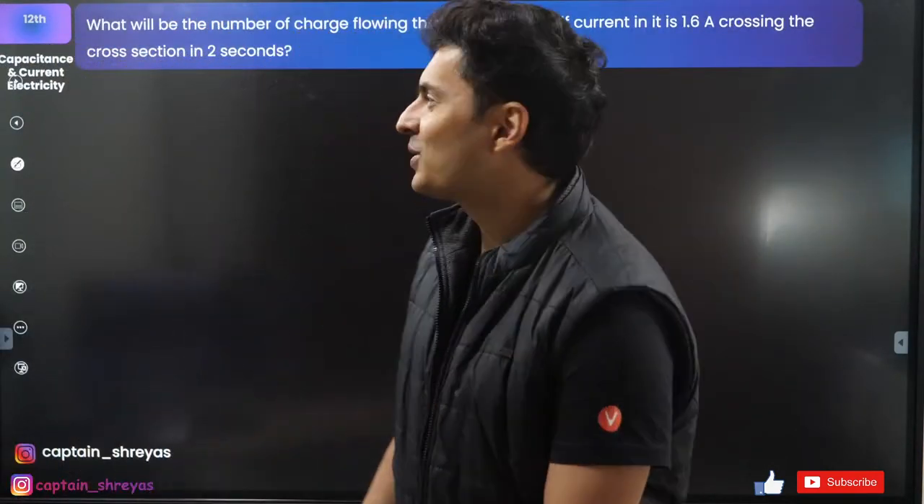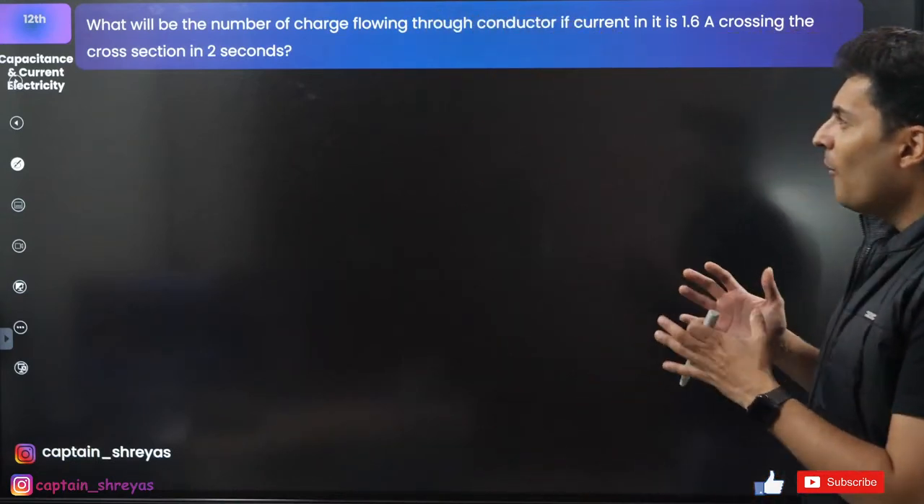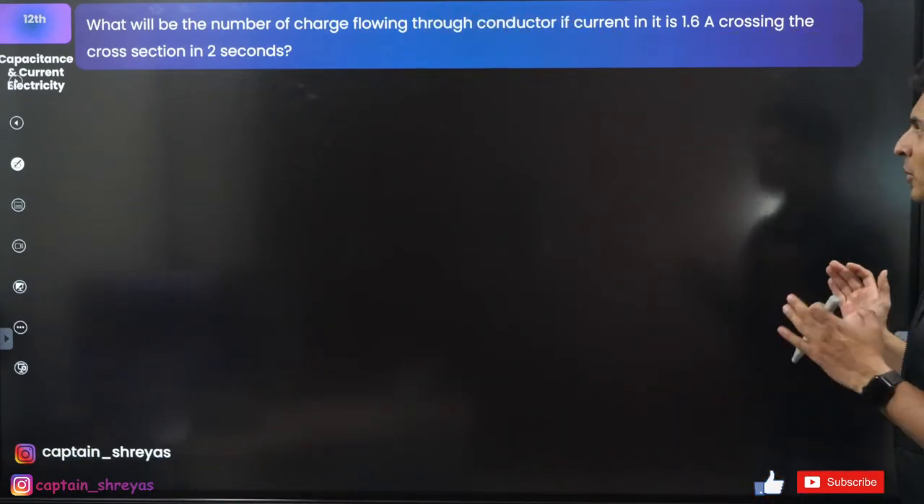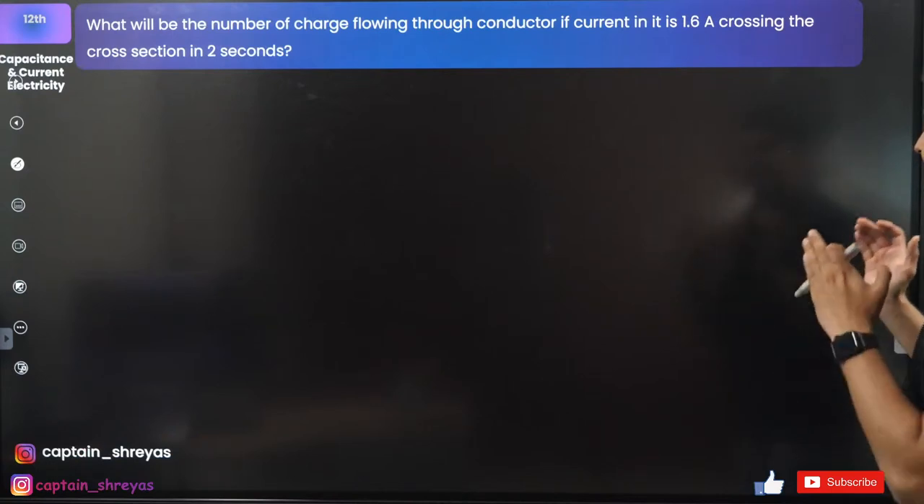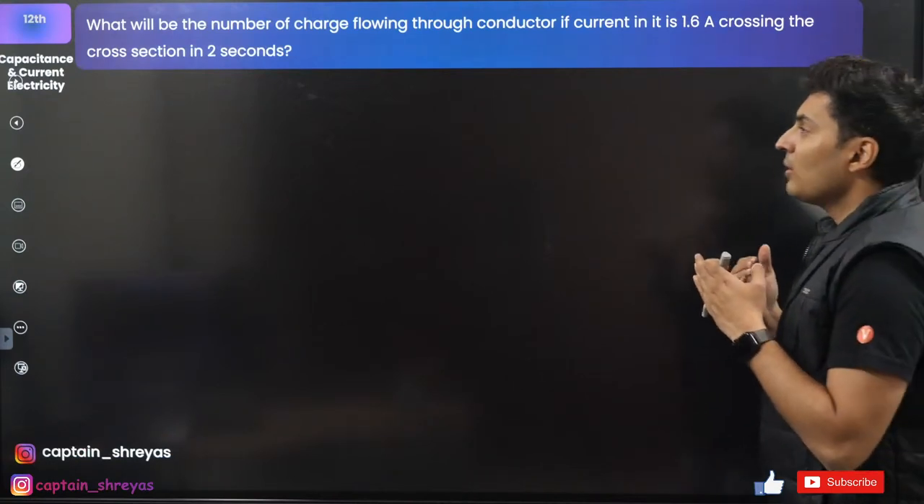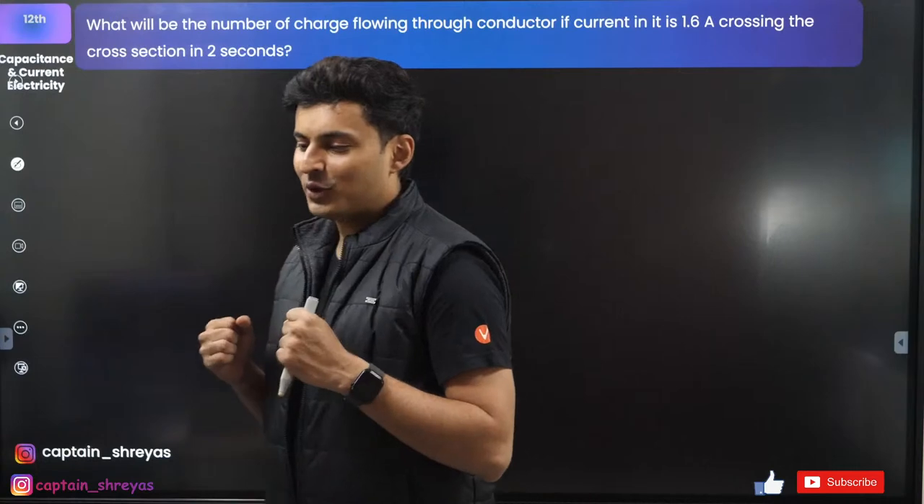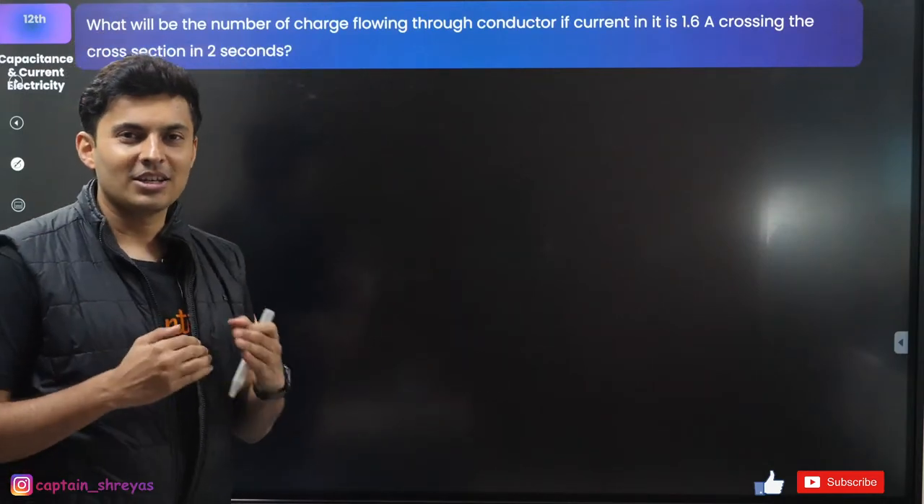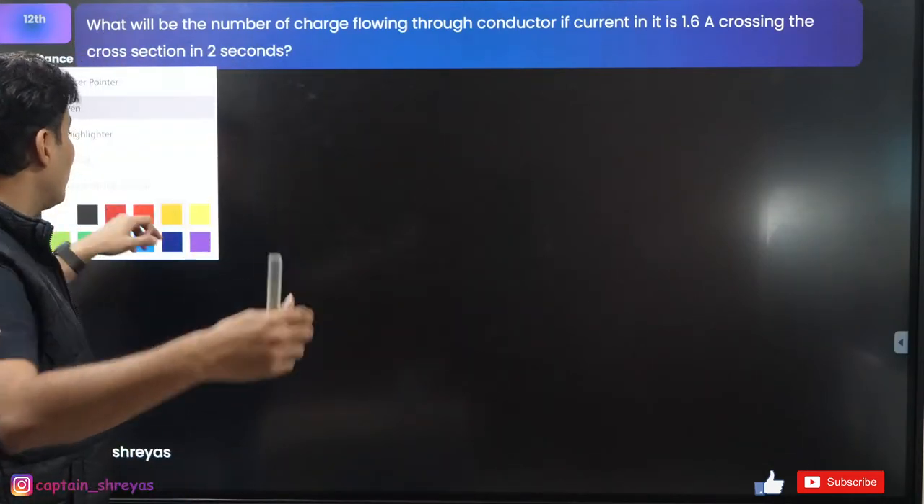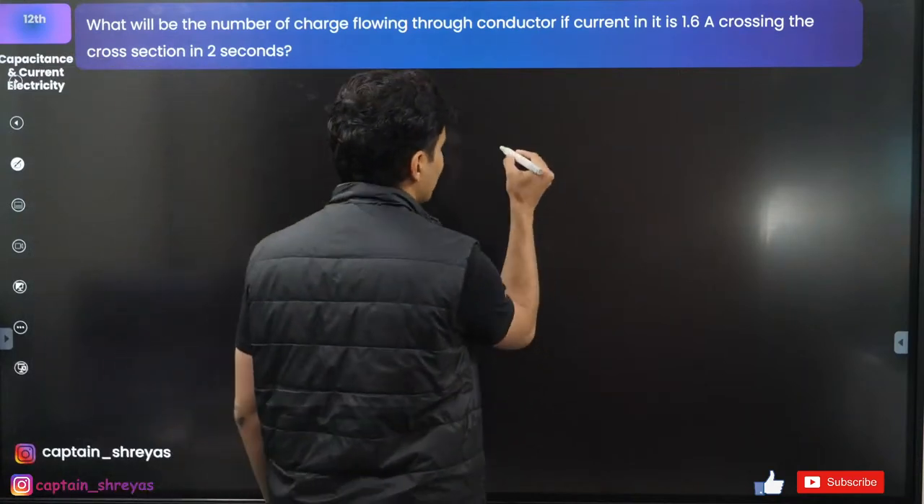So let's see if you guys can solve this question based on current. How many charges do you think will flow through a conductor if the current is 1.6 amperes in 2 seconds? In a matter of 2 seconds, how many number of charges do you think will flow through a cross section?